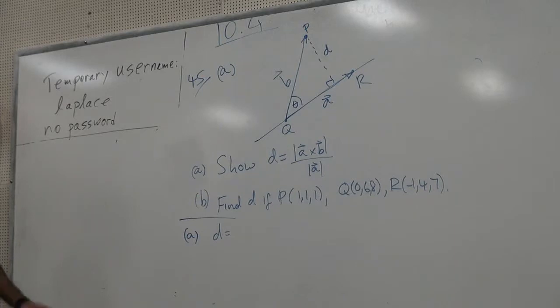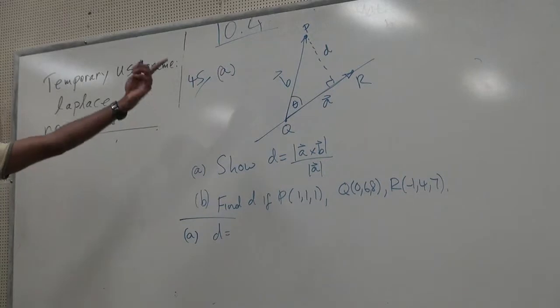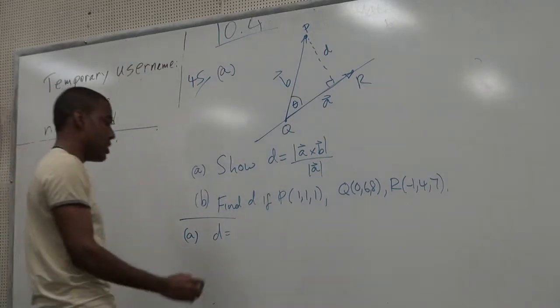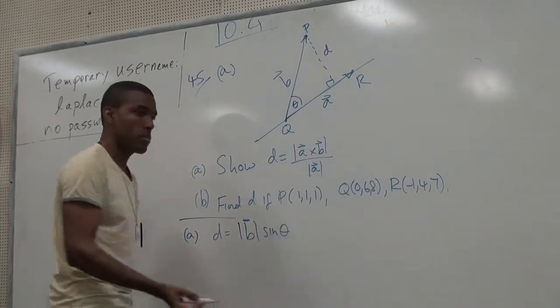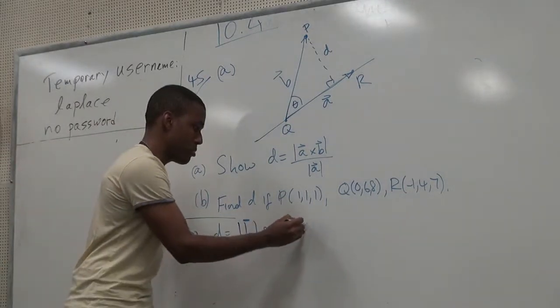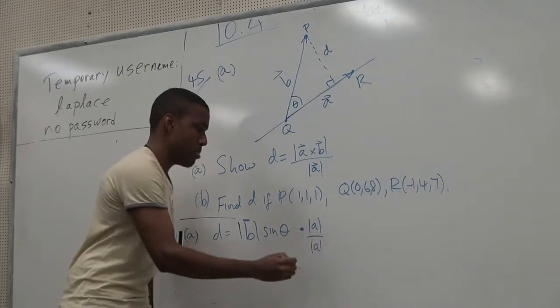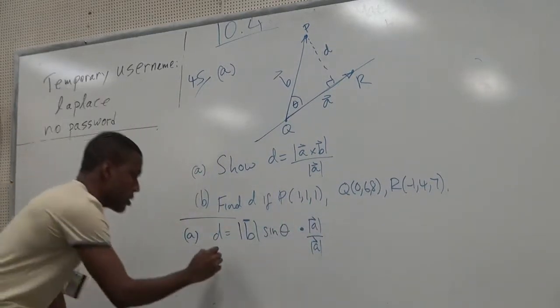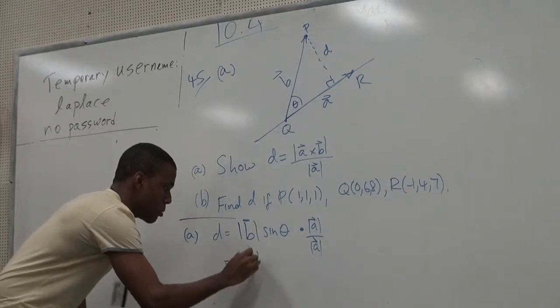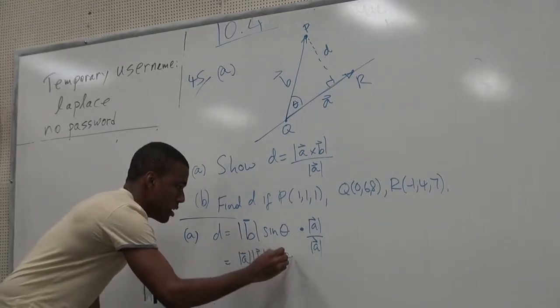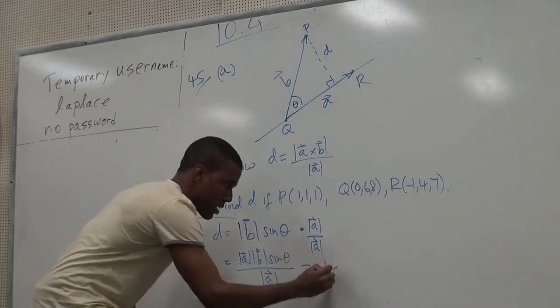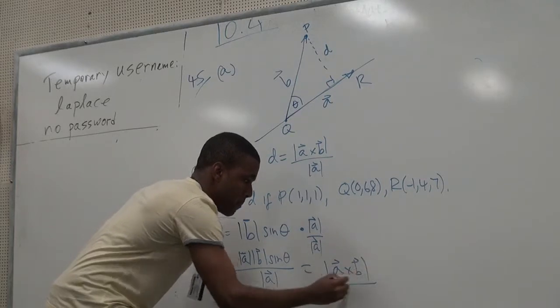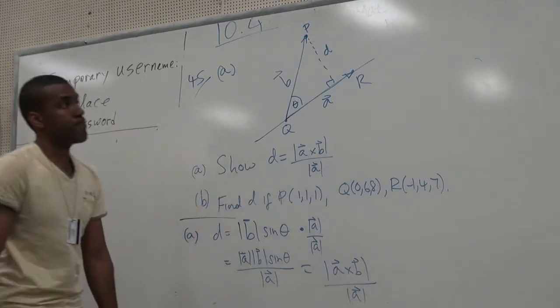Basically what he was saying, well, he's sort of going backwards. But this is, again, quiz 1. D would actually be B sine theta. And then you just multiply and divide by the magnitude of A. So this gives you the magnitude of A times B sine theta divided by the magnitude of A. And we know the top is just the magnitude of A cross B by the formulas that we had last time.